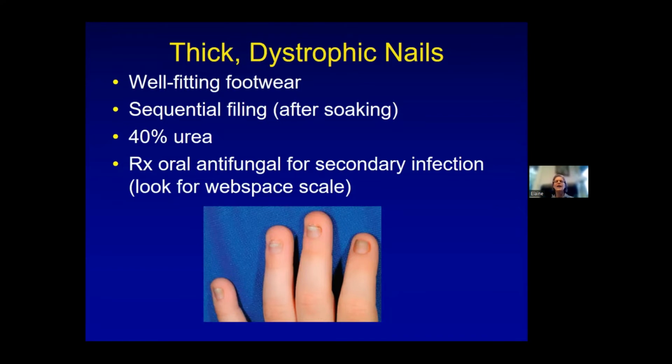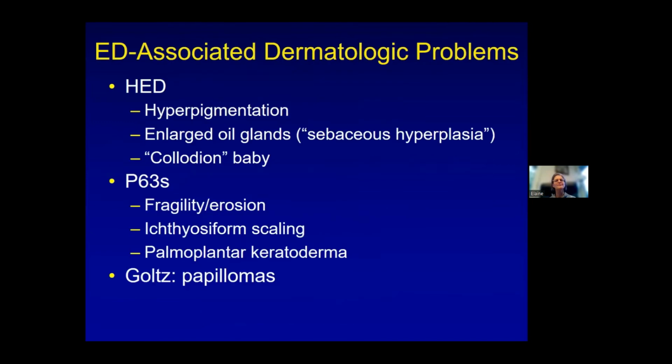My favorite clue, especially for onychomycosis in the feet, is to look for web space scale between the 4th and the 5th digit. I think that's a sensitive sign for tinea pedis, and I don't think you can get onychomycosis unless you have tinea pedis.